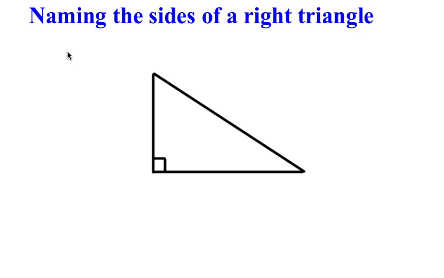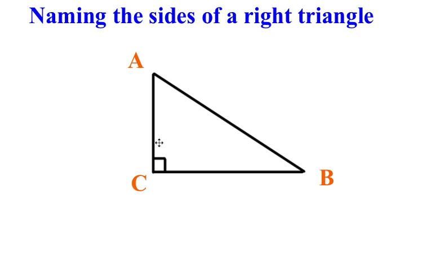Today what we're going to talk about is how to name the sides of a right triangle. Remember, a right triangle has to have a right angle. Now normally when we're labeling these things, we use capital letters to label the vertices or the angles. Oftentimes in a right triangle, A, B, C get used, and C is often, but not always, the right angle.